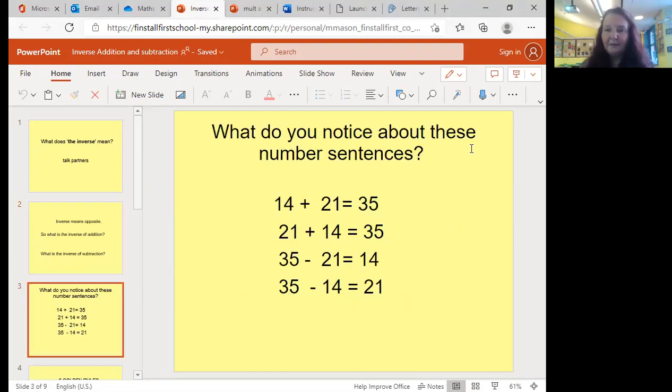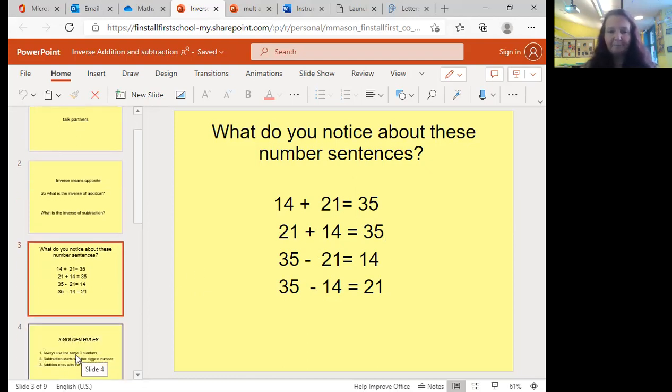So look at these number sentences here. Okay, so we've got 14 add 21 equals 35. Because it's an add, we can swap the numbers over. 21 add 14 equals 35. And then we can make an inverse, a takeaway, just using the same numbers. 35 take away 21 equals 14. I've just used the same numbers again.